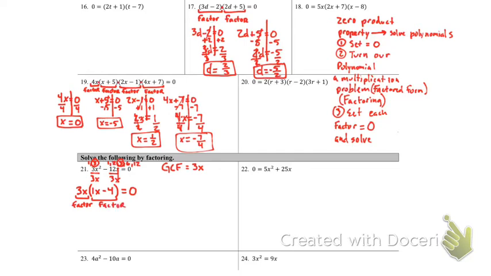So that's factored form. So we're going to go 3x equal to 0 and 1x minus 4, or x minus 4, equal to 0. Set them equal to 0 and solve, just like we did earlier. Divide by 3 on both sides. x is equal to 0, because 0 divided by 3 is 0. Here we're going to add 4 to both sides. x is equal to 4. We have just solved by factoring.